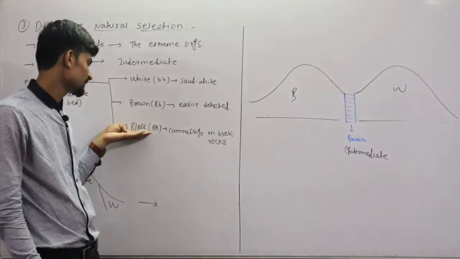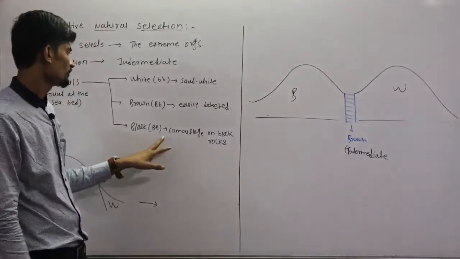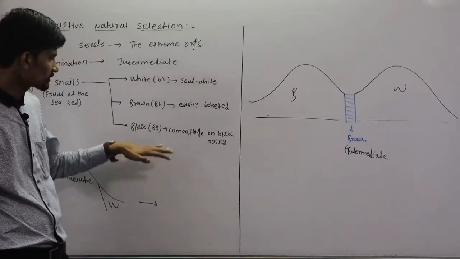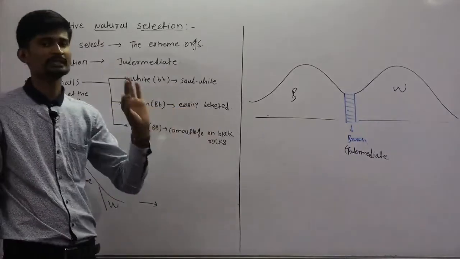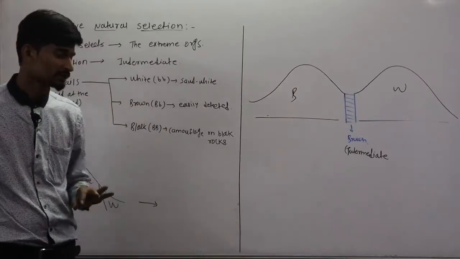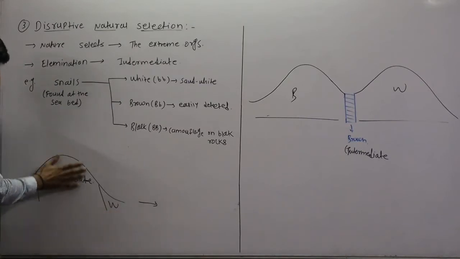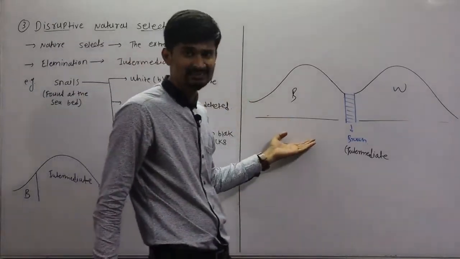Now the next extreme condition is the black. White and black, these are the two extreme conditions. So this black also gets camouflaged on black rocks at the sea bottom, so these are also not easily visible to the predators. But in case of brown, these are easily detected by the predators, that's why these are easily killed. So this is an intermediate organism. So in this graph we have shown black snail, white snail, and the middle portion is the intermediate. But the graph will be like this, okay?